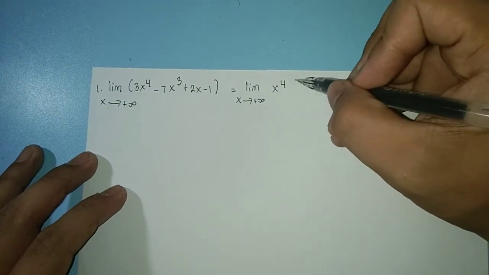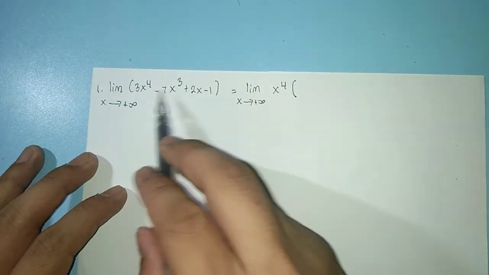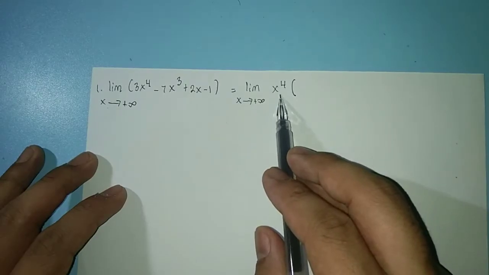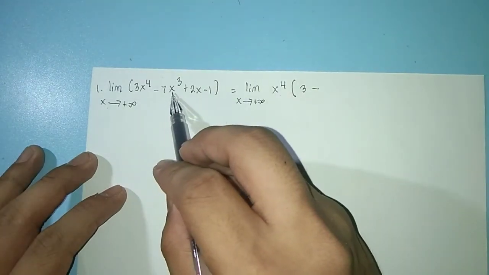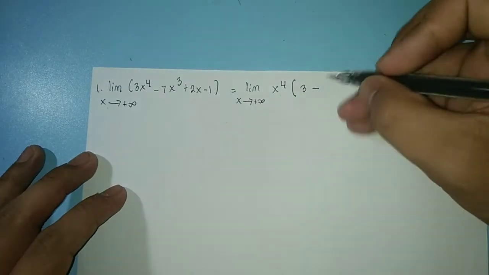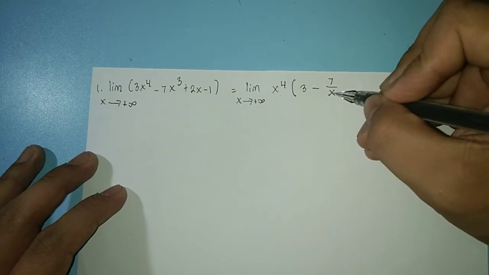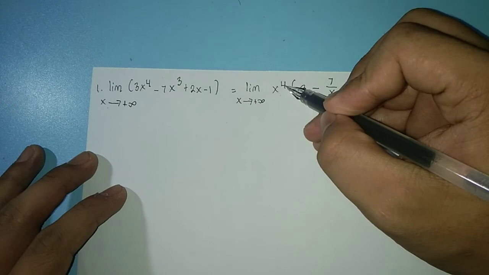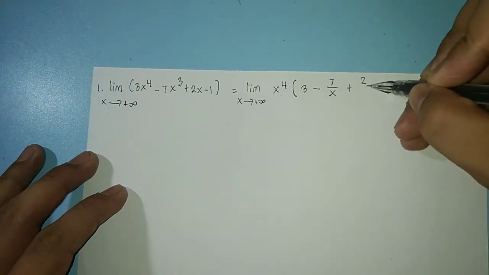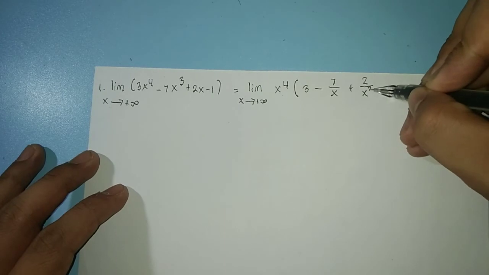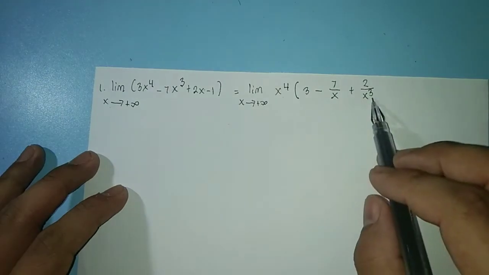Bakit kaya natin nilabas yan? May purpose yan. So dito, divide natin isa-isa yan by x raised to 4. So 3x raised to 4 divided by x raised to 4, so 3 na lang. Minus negative 7x cubed over x raised to 4, this will be 7 over x. So meron sa denominator na x kasi mas malaki yung exponent niya ng isa kaysa dito sa x cubed. Then plus 2 over x cubed. Okay? So 4 minus 1, 3.